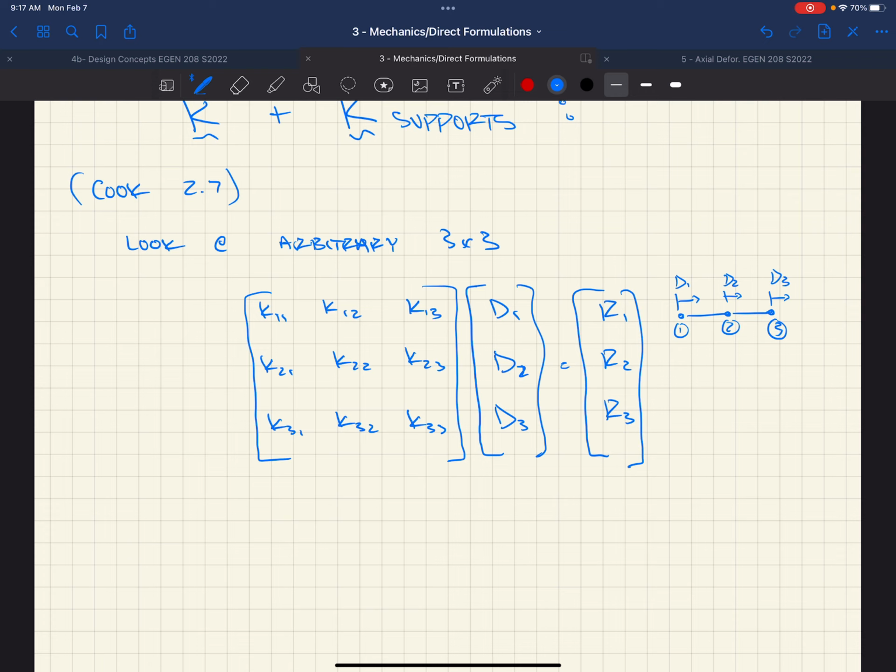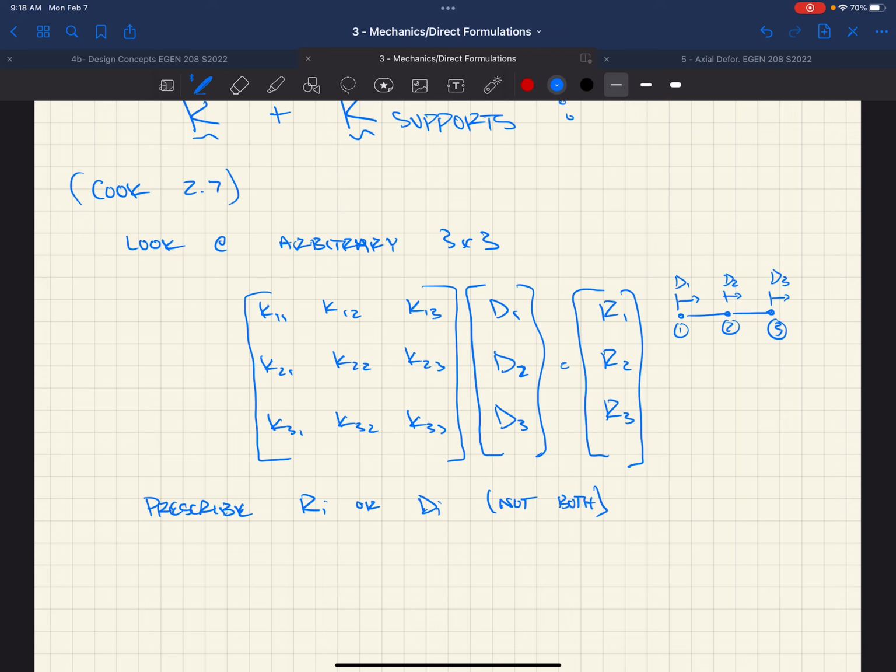Well, boundary conditions, as we were talking with Elias earlier, right? We have either the force or displacement, so we can prescribe say R sub I or D sub I, but not both.